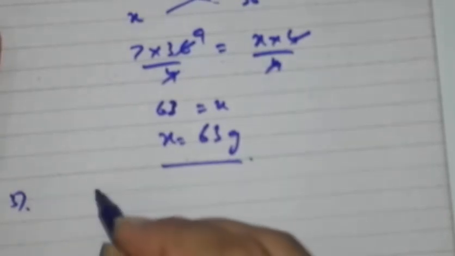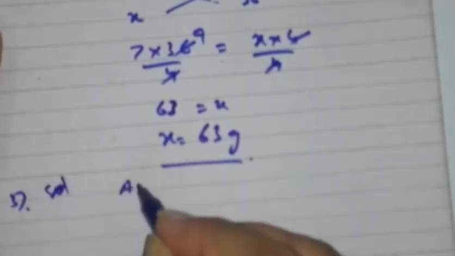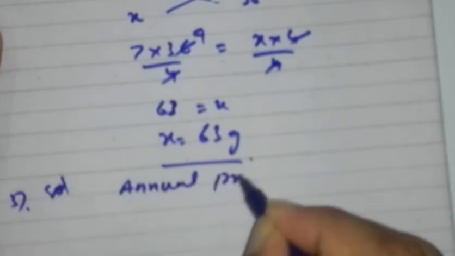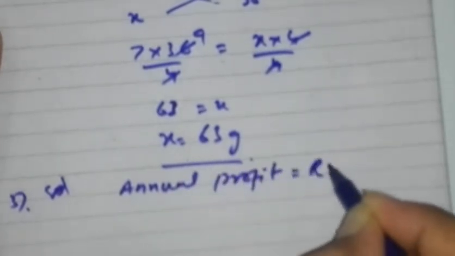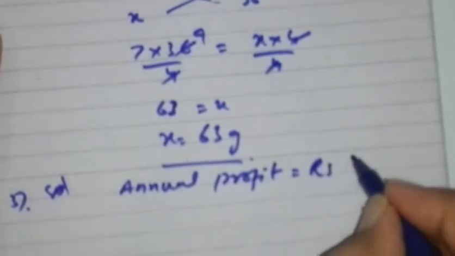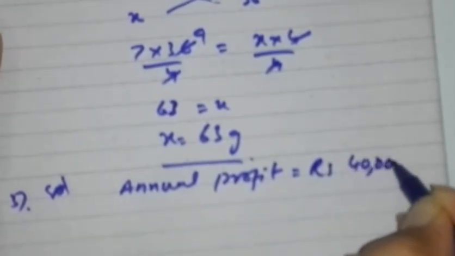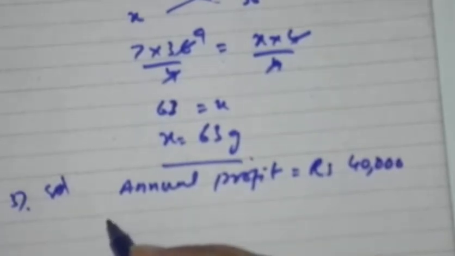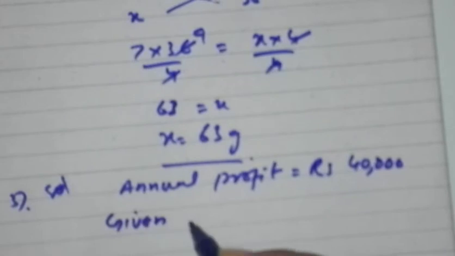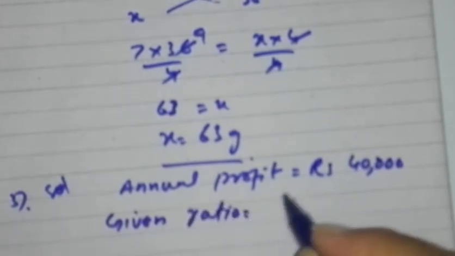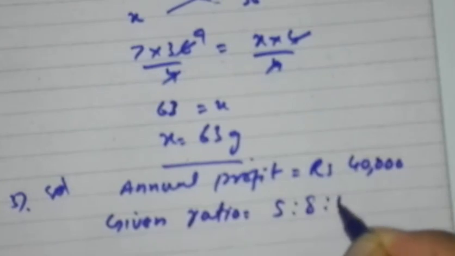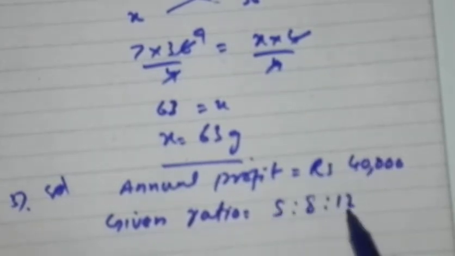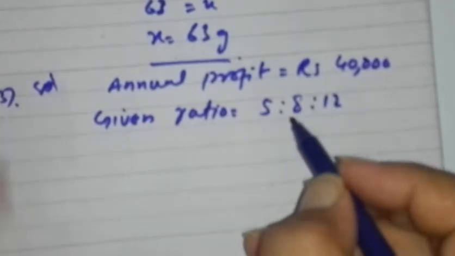Question number 3. Divide the annual profit of a factory among 3 partners. Solution: the annual profit equals rupees 40,000. The given ratio is 5:8:12. So find the share of each partner.